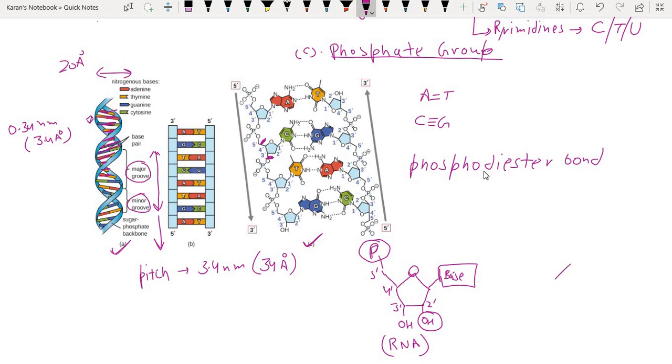In case of DNA, what is the difference? The difference lies here at the 2' position. It has hydrogen only, not hydroxyl, and that is why it is known as deoxyribose sugar. The rest of the structure is the same. Phosphate is attached to it, and there is a base. So the difference lies here at 2' position. In case of DNA, it is deoxyribose. So this is the difference in the structure of the DNA as well as RNA.